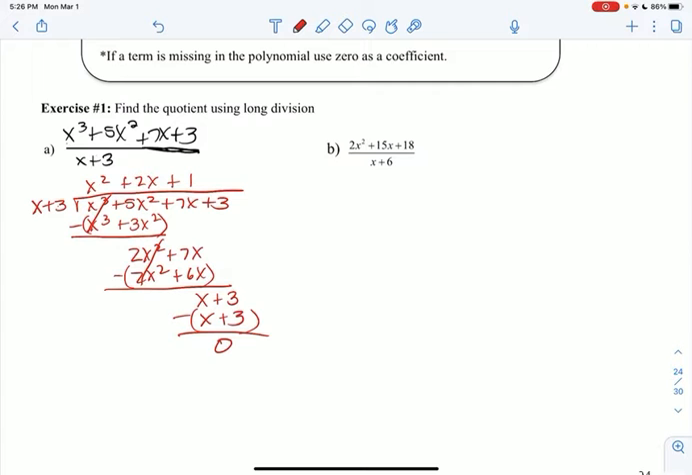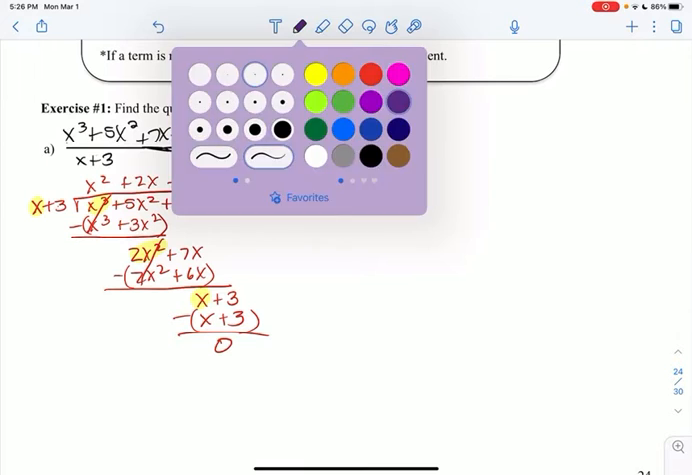So basically, you're dividing the first term of the numerator by the first term of the denominator. Each time I did that, I was looking at x goes into x cubed, then x goes into 2x squared, then x goes into x. I'm just looking at those first terms. All right, let's try another one.